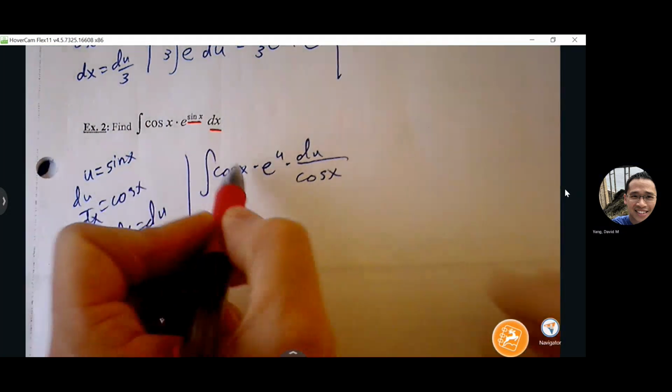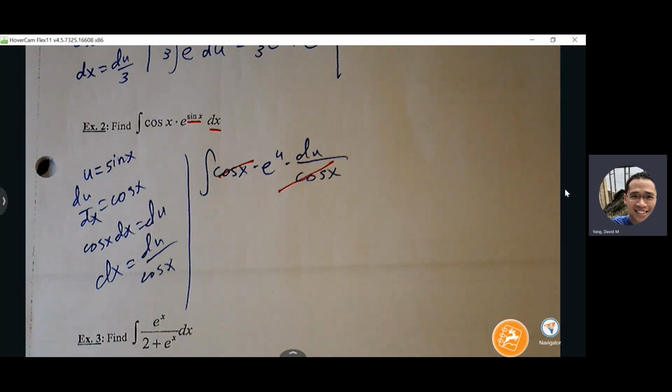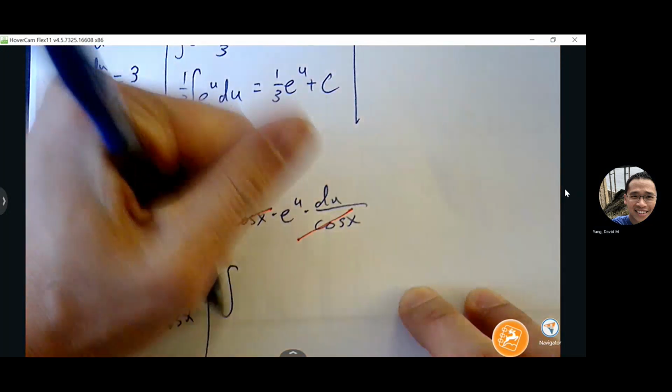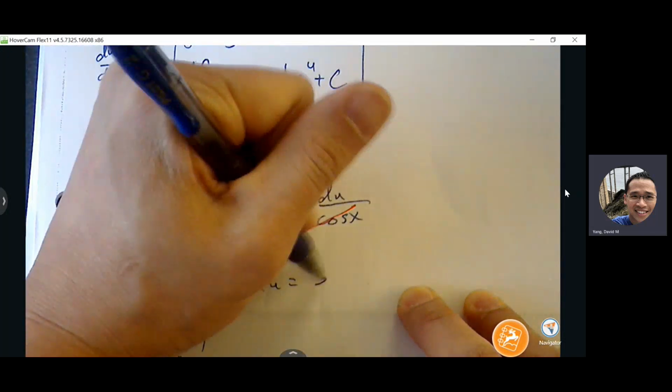All right. Nice to see the cosines go away, because if it didn't, then we would not be able to use this rule. Okay, matches nicely here, just e to the u plus c.